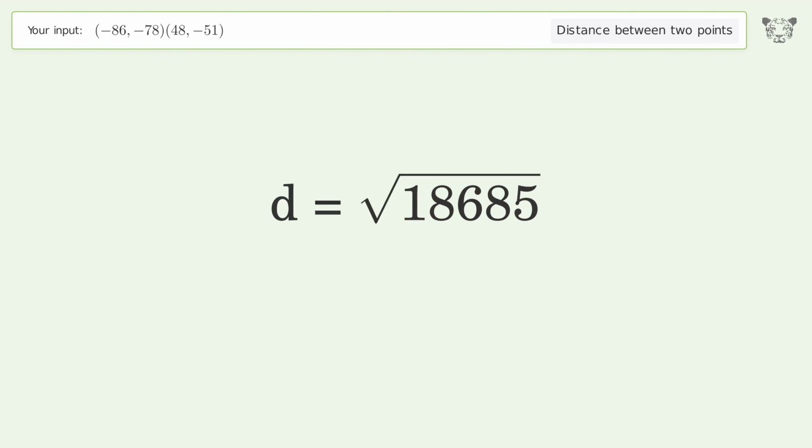And so the distance between the 2 points is the square root of 18,685, or 136.693.